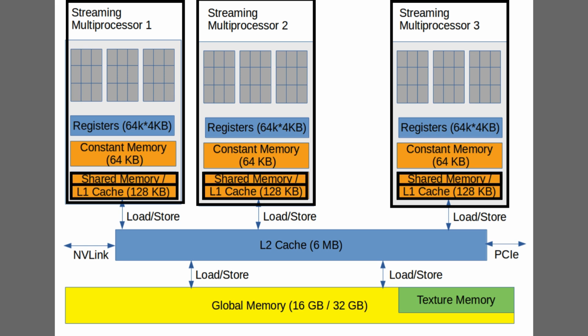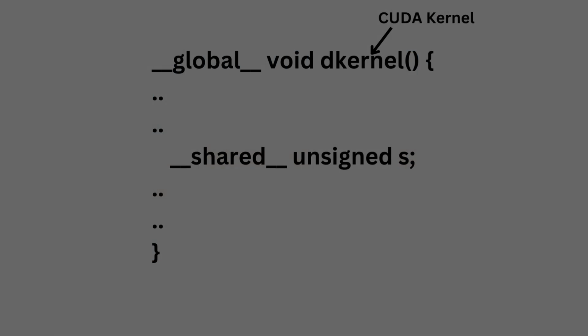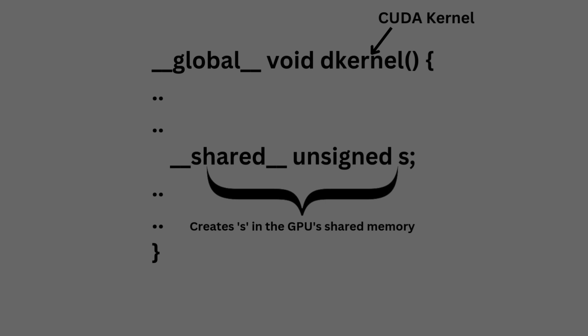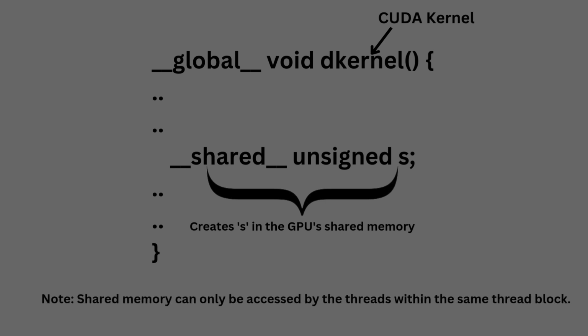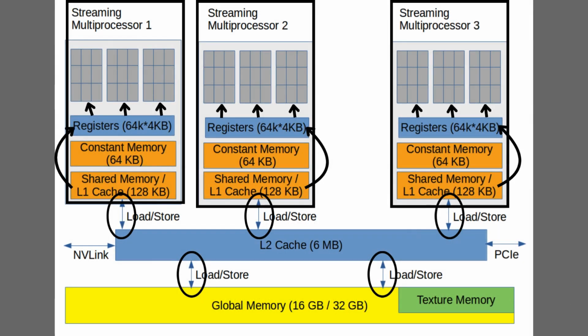Shared memory is a memory area that physically resides in the same memory as the L1 cache, but differs from L1 in that all its data may be accessed by any thread in a thread block. This allows threads to communicate and share data with each other. In CUDA kernel code, a variable in shared memory can be declared using a shared keyword, as shown here. This will create a variable named S in the GPU's shared memory, which any thread of the same thread block can use.